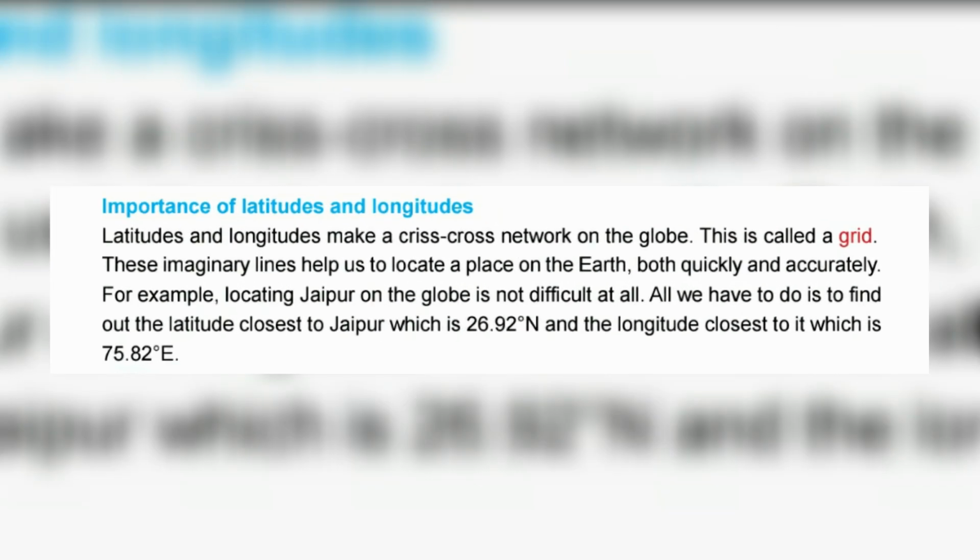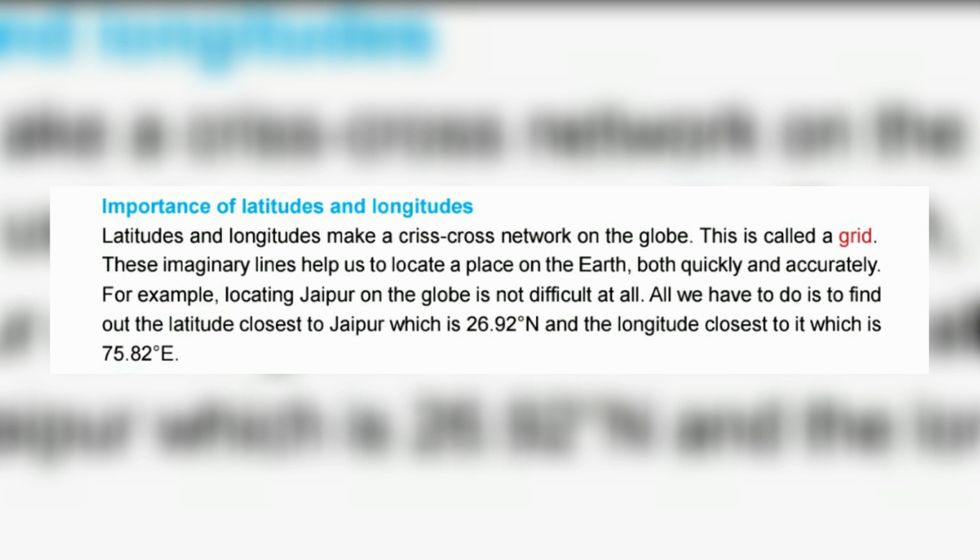Importance of latitudes and longitudes. What is the importance of latitudes and longitudes? We are going to learn now. Latitudes and longitudes make a crisscross network on the globe. This is called a grid. As you can see, in a square line book the vertical and horizontal lines are drawn. The same way, on the globe also, vertical and horizontal lines are drawn. This is called a grid.